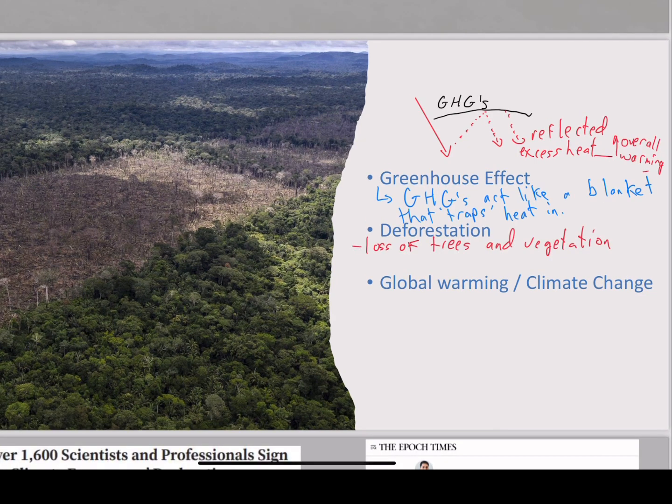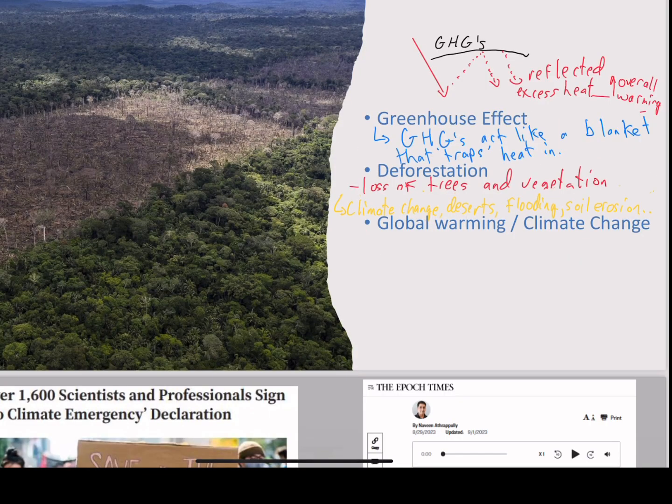Now, when we're talking about deforestation, we're talking about the loss of trees and vegetation due to non-forest activities like house building, etc. And the issue with deforestation is that it can lead to climate change, for one, and also desertification, the formation of deserts where they're not naturally supposed to form. It can also lead to flooding and soil erosion.